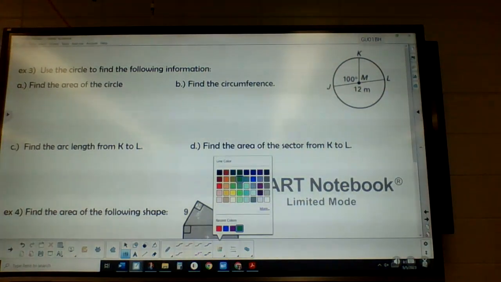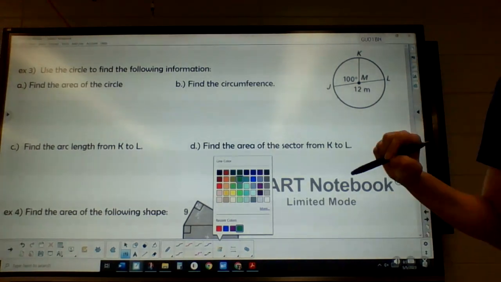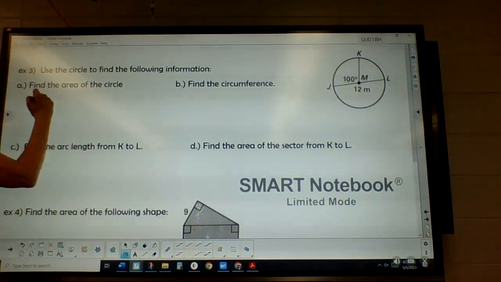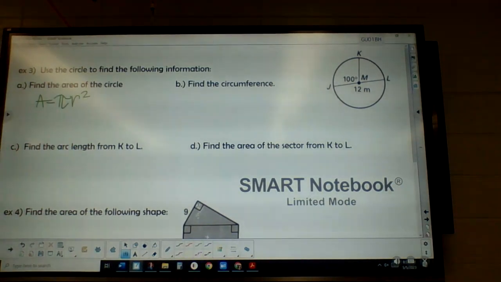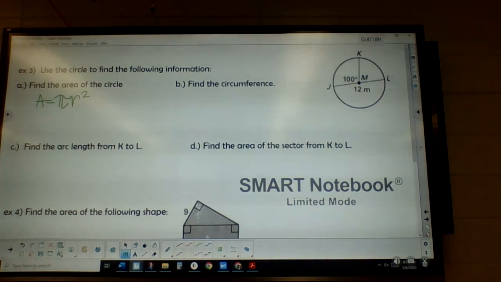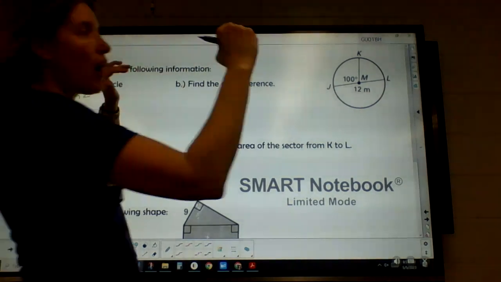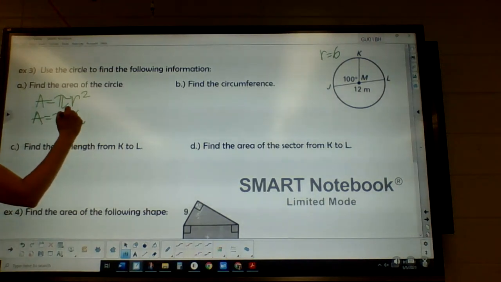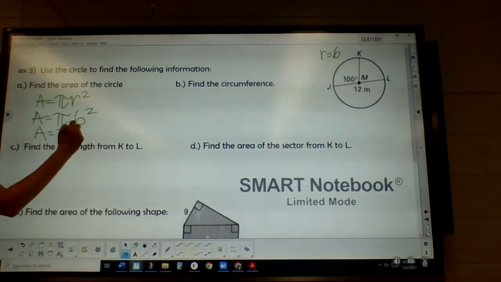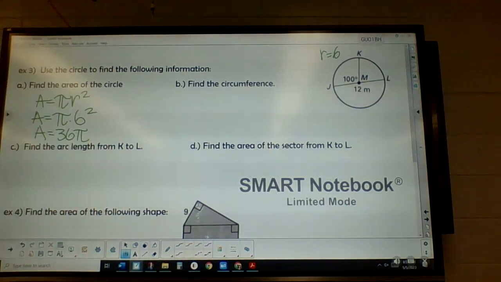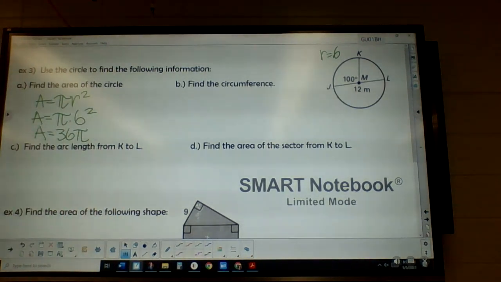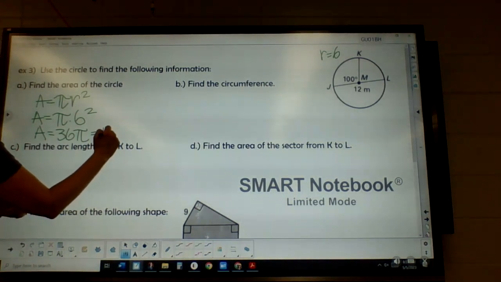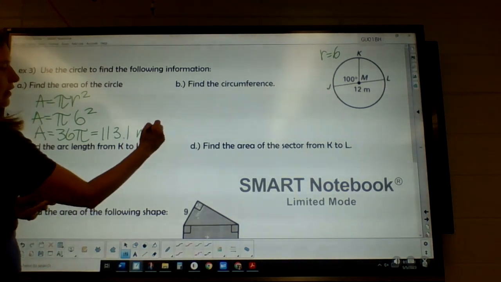All right, guys. So we're going to find the area of the circle. We're going to find the circumference, and then they want the arc length from K to L and the sector area from K to L. So first, they just want the area of the full circle. So ignore all the extra lines in here. The area of the circle is pi r squared. Now, what's r in this case? Careful. 6. They tell me all the way across is 12, so that means r is 6. So I'm multiplying 36 by pi. I want a decimal, so I get 113.1. And this will be meters squared. Area is squared.